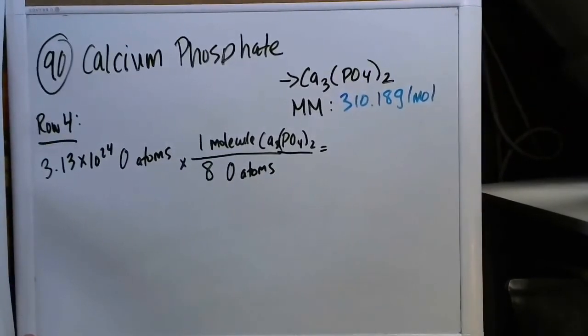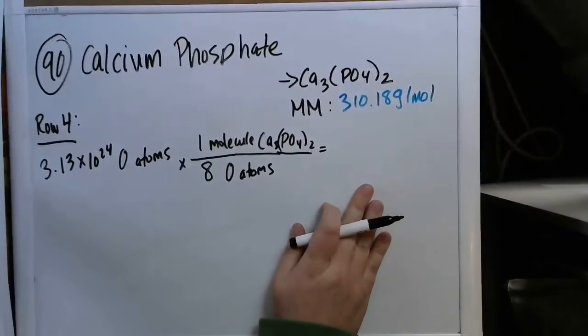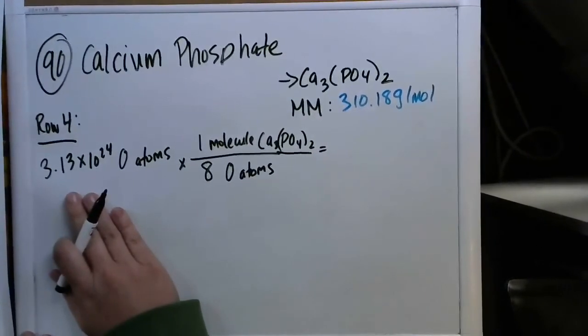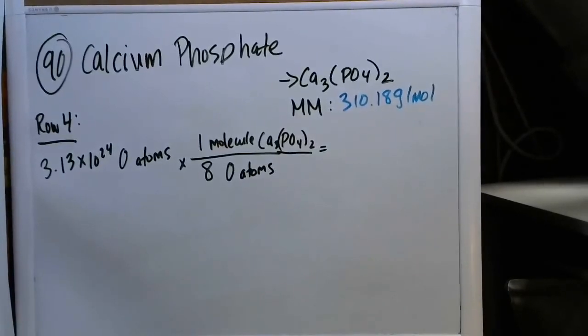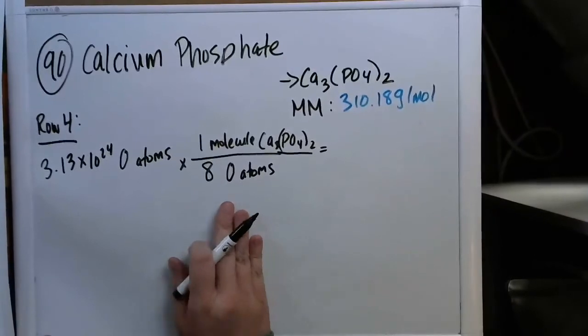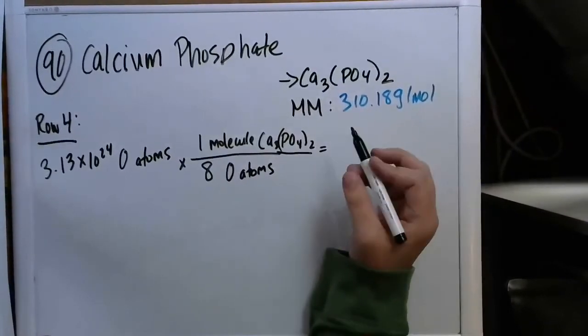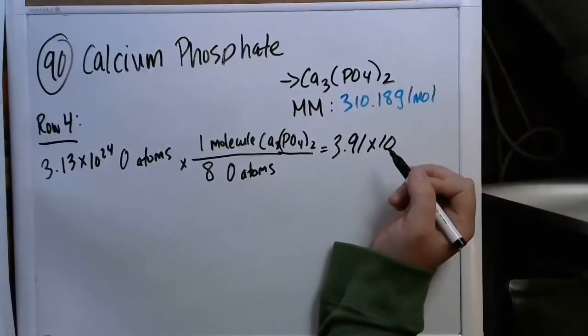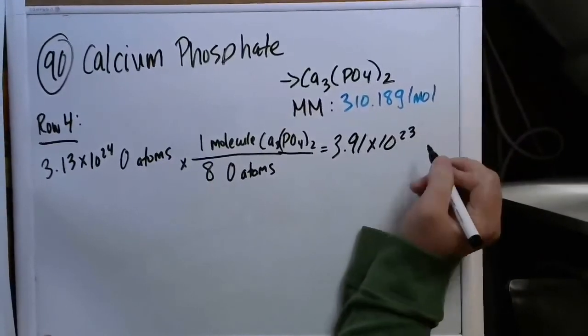Okay? Because if I have this many oxygen atoms, right, and every one molecule of calcium phosphate has 8 oxygen atoms in it, now I can figure out how many molecules of calcium phosphate there are just by the number of oxygen atoms that I had in my calculation. So I take this number and divide it by 8, and then I get the number of molecules of calcium phosphate. 3.91 times 10 to the 23.